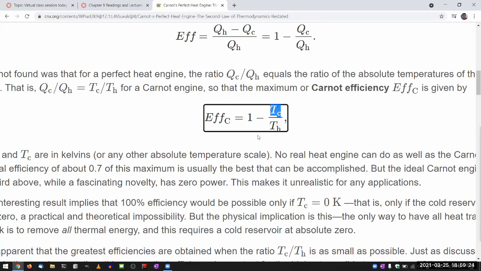Then I hope you begin to see that this fraction is not going to be zero. So the high temperature could be, I don't know, 1000 Kelvin, 2000 Kelvin. If the high point is at 1000 Kelvin, then this fraction will be about one fourth, 0.25. So the efficiency will be 75%. And if the high temperature is at 2000 Kelvin, then this fraction will be about 10%, 0.1. So the efficiency will be 90%.